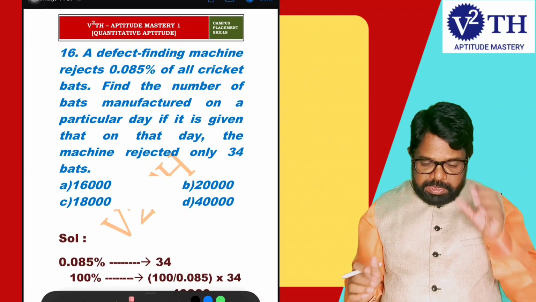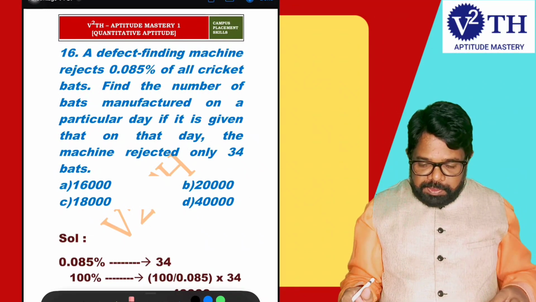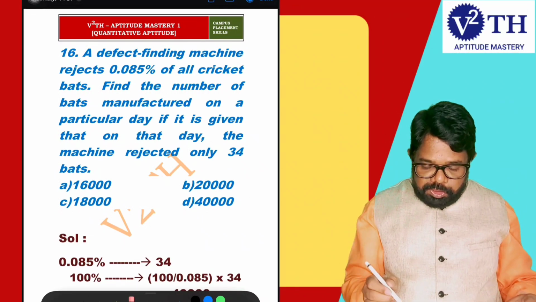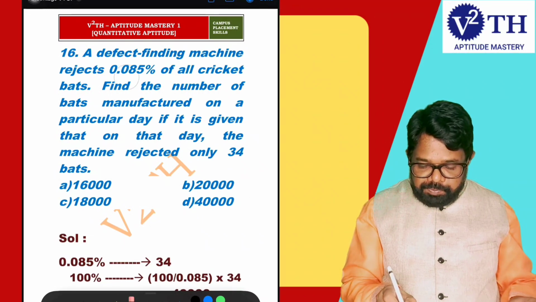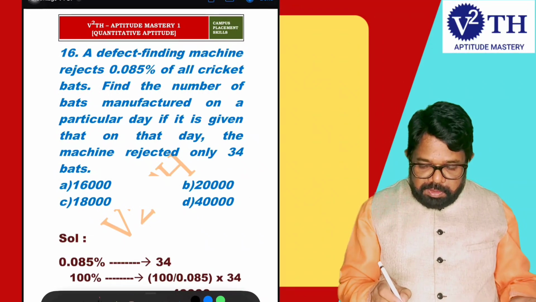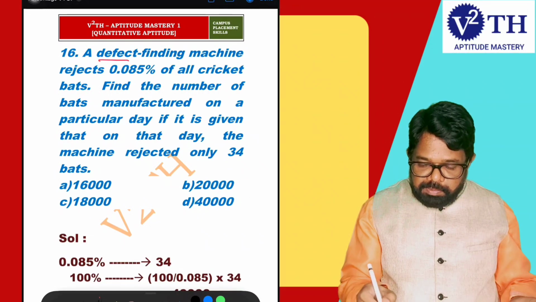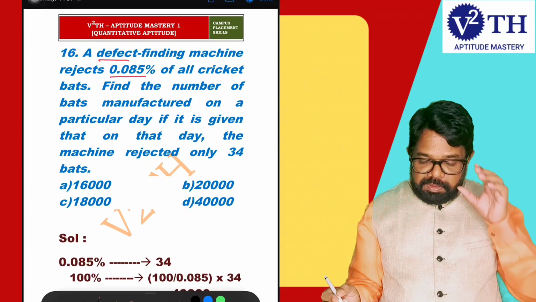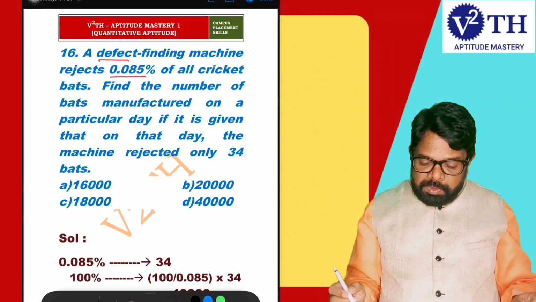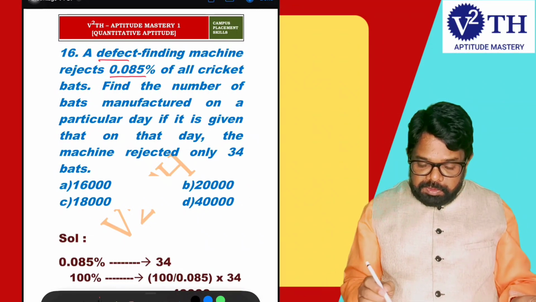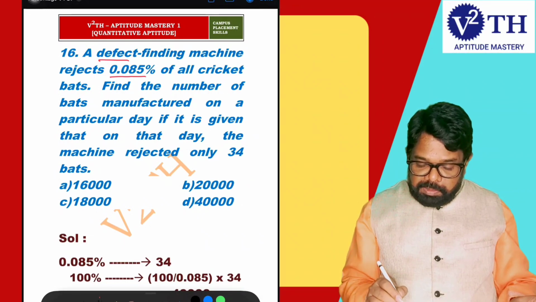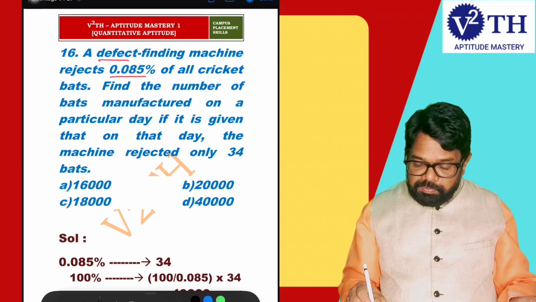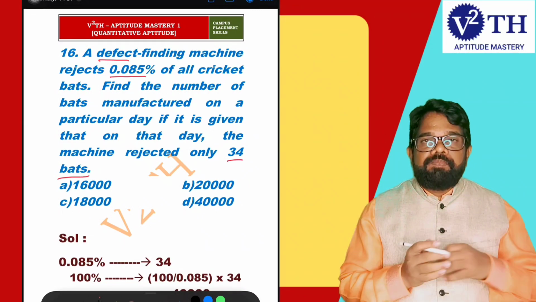Now question number 16. A defect finding machine rejects 0.085% of all cricket bats. So what is given here? A defect finding machine rejects 0.085% of all cricket bats. Find the number of bats manufactured on a particular day, if it is given that on that day the machine rejected only 34 bats.